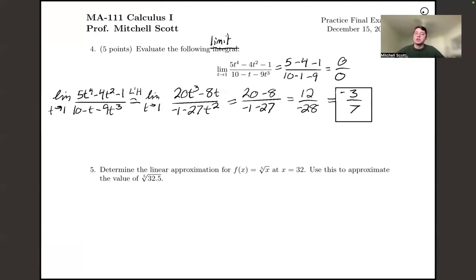So I'm going to start going to linear approximation if there are no questions on what I've covered so far.